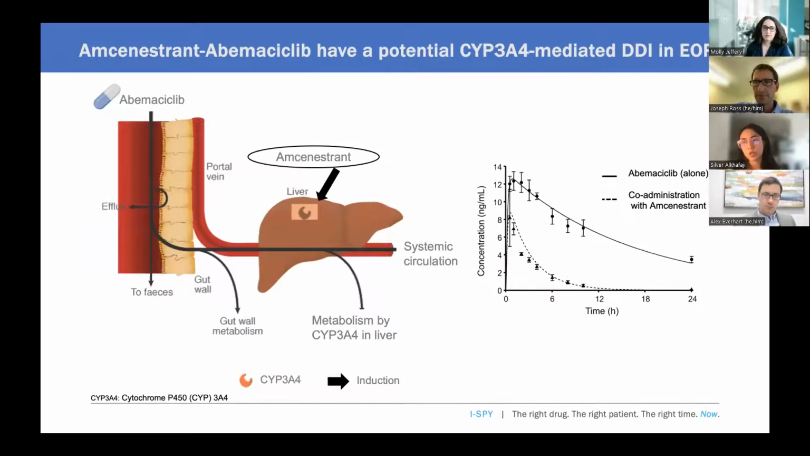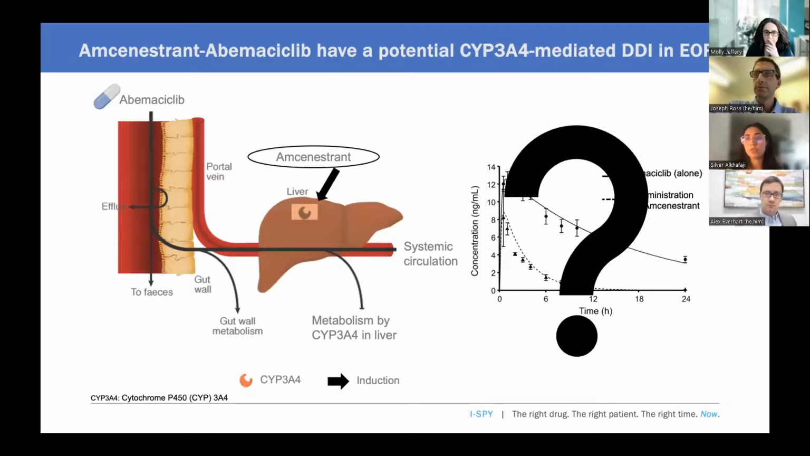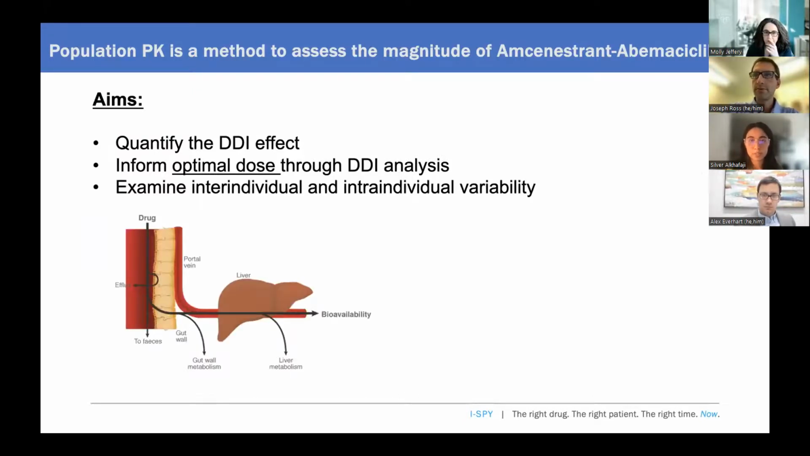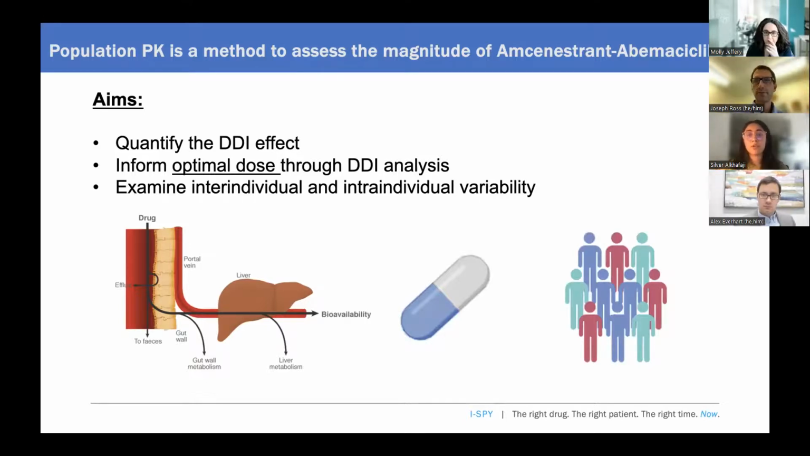So the question that I'm trying to answer is how much of an effect amcinestrant is going to exert on abemaciclib in terms of exposure, and hopefully be able to visualize the pharmacokinetic profile through time and concentration curves through my modeling. So population pharmacokinetics would be my method of assessing this magnitude of drug-drug interaction. We'll hopefully quantify the DDI effect, and that will allow us to inform an optimal dose through this analysis, and hopefully examine the variability between these patients through this modeling method.